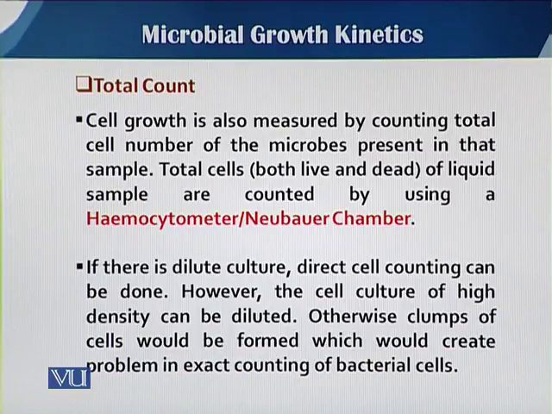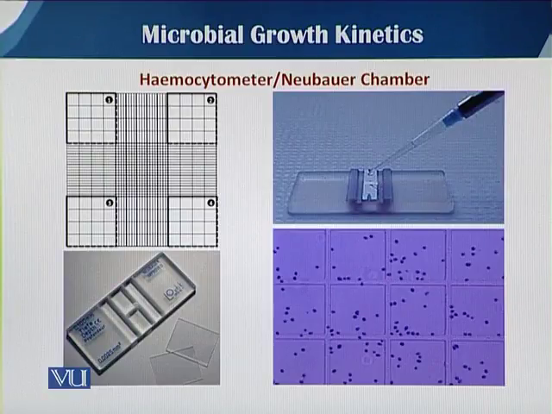The total count is basically a cell growth measurement in which we count the total cells, which include the viable cells as well as the dead cells. The total count is mostly done with the help of a slide which we call a hemocytometer. With this hemocytometer, if the culture is very dilute, we can directly use that culture. But when the culture is very turbid, then we have to first dilute that sample. In this picture, you can see what a hemocytometer is.